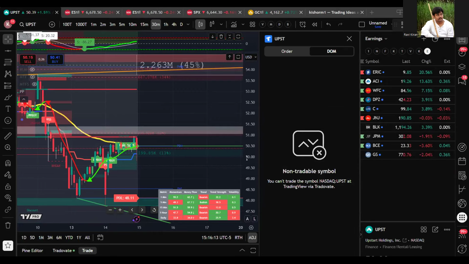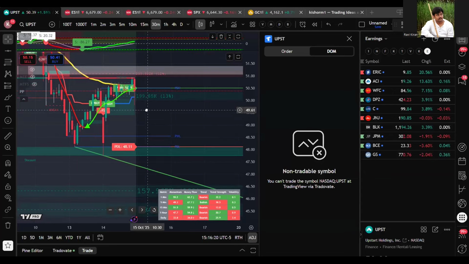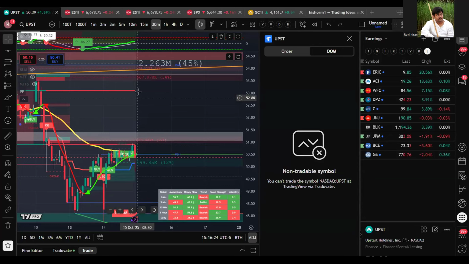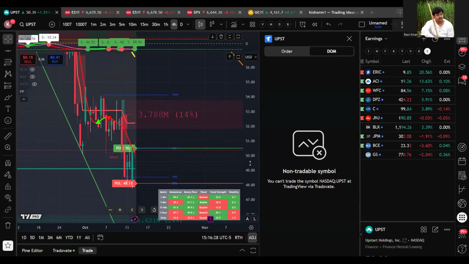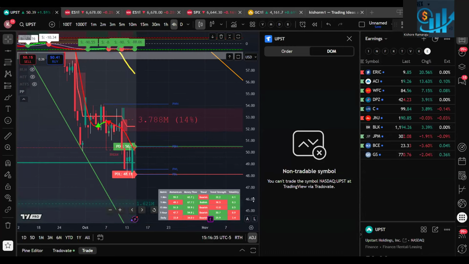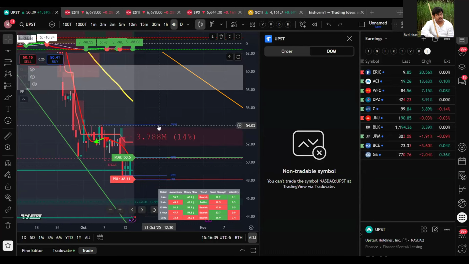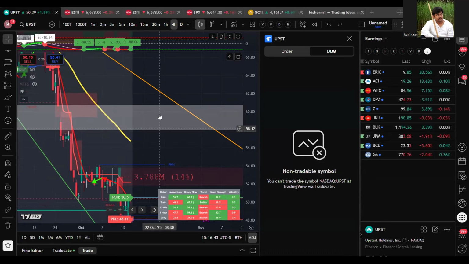If it breaks this resistance, then it can go all the way to 54. Because I was planning to keep it for 2 or 3 months if possible, I was looking at the 4 hour. In the 4 hour, it might go up to 69, 70. There is a resistance here at 54, only if it breaks that 54. Yeah, 3.78 million.